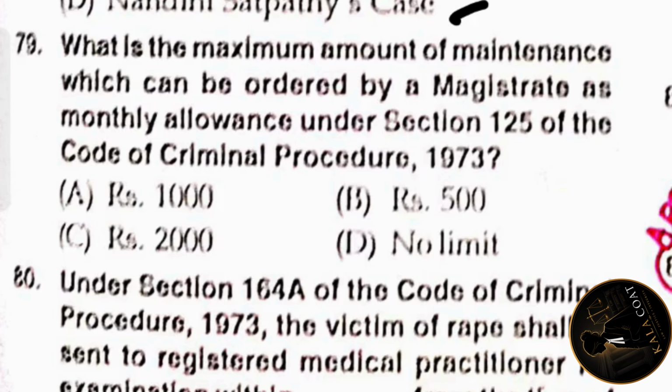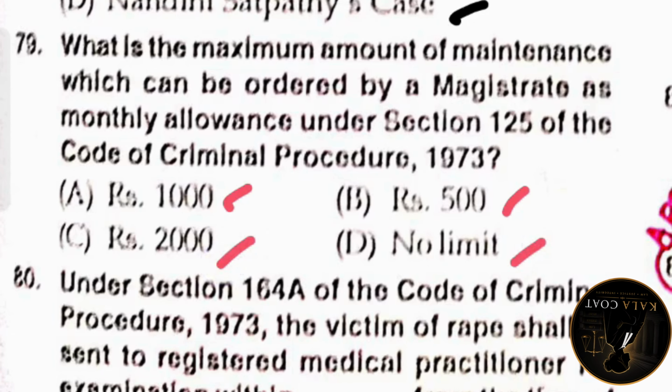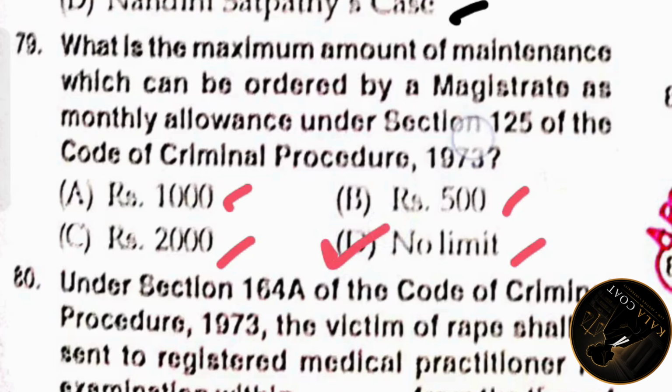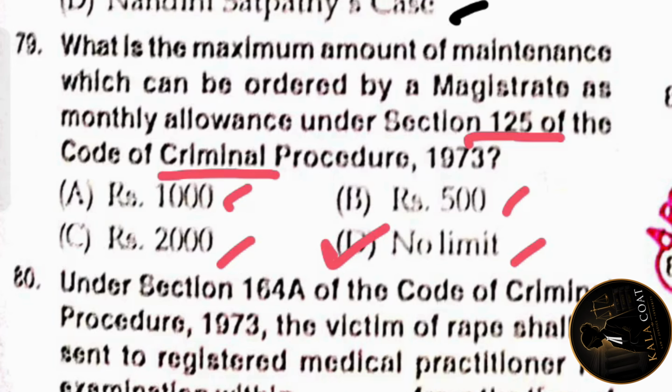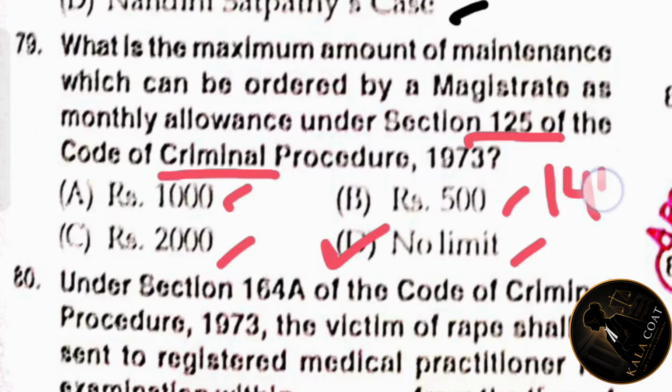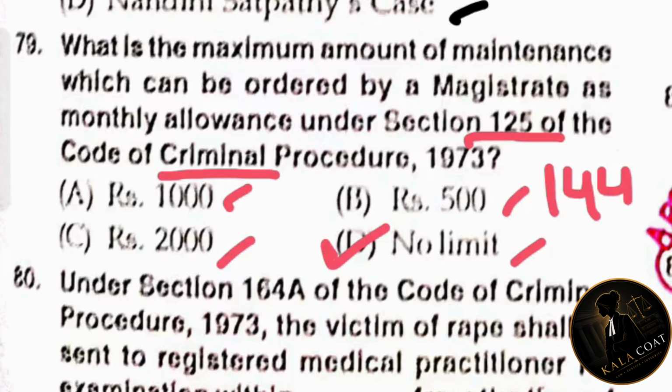Question number 79. What is the maximum amount of maintenance which can be ordered by a magistrate as monthly allowance under Section 125 of the Code of Criminal Procedure? Options are rupees 1,000, 500, 2,000 or no limit. There is no limit. Section 125 of the CrPC is now Section 144 of the BNSS, Bharatiya Nagarik Suraksha Sanhita.